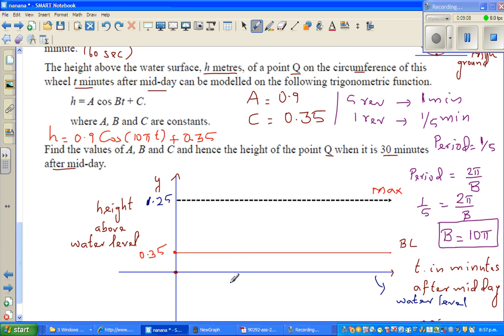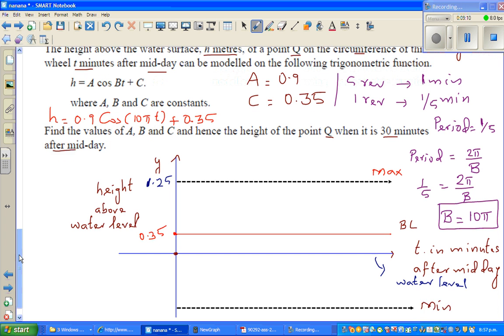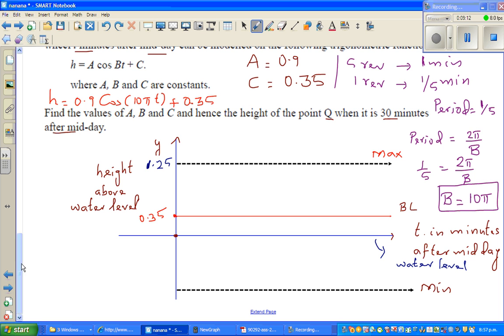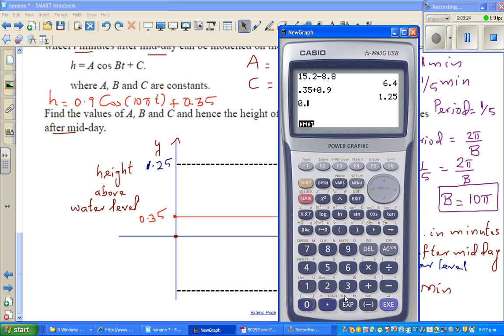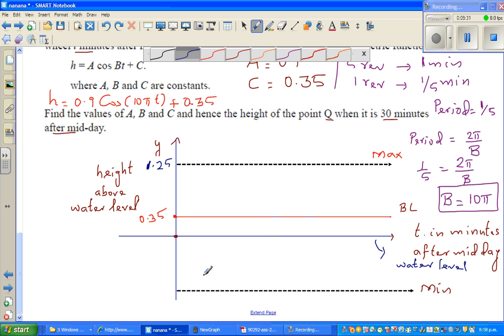So what will be the minimum? Minimum is baseline minus the amplitude of 0.9. So 0.35 minus 0.9, which is negative 0.55. Negative 0.55 only means that it is going 0.55 meters below the water level.